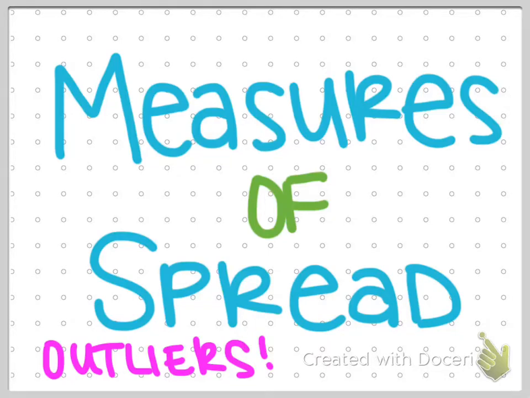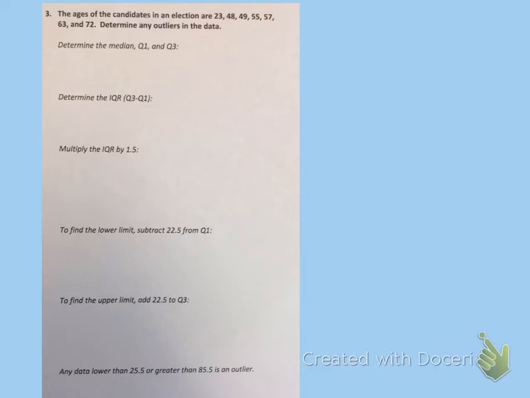Measures of spread, where we talk about outliers. If you refer back to your definitions on the first page of your notes, we said an outlier is a data value that is either much greater or much less than the median. And then it talks about how we find that. Let's look at what that looks like in a math problem realistically.